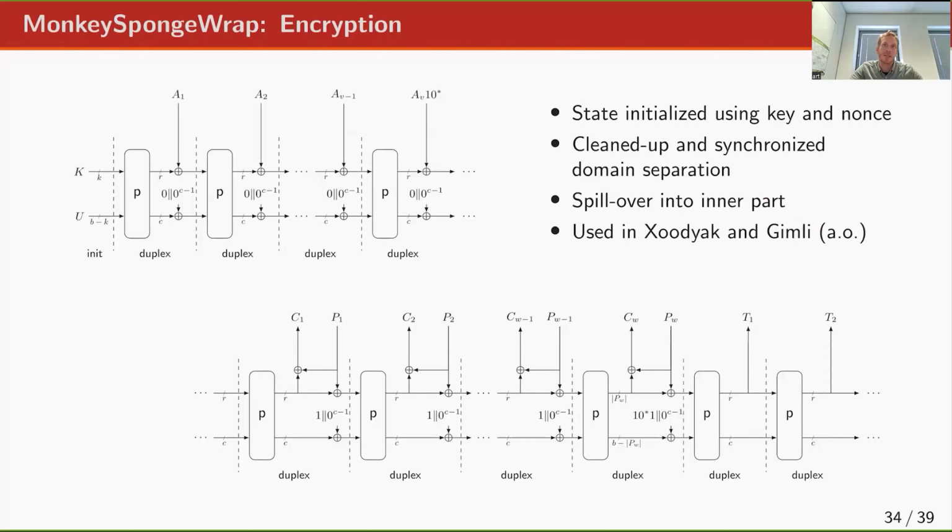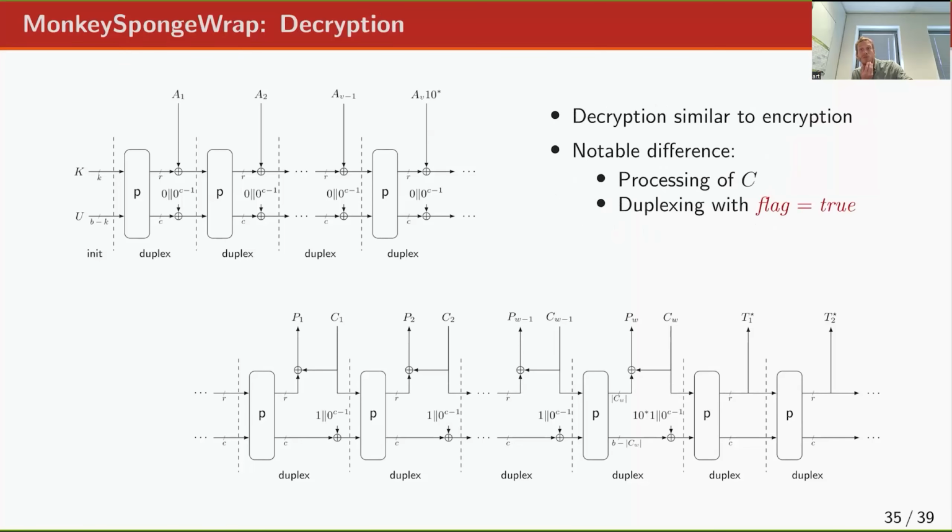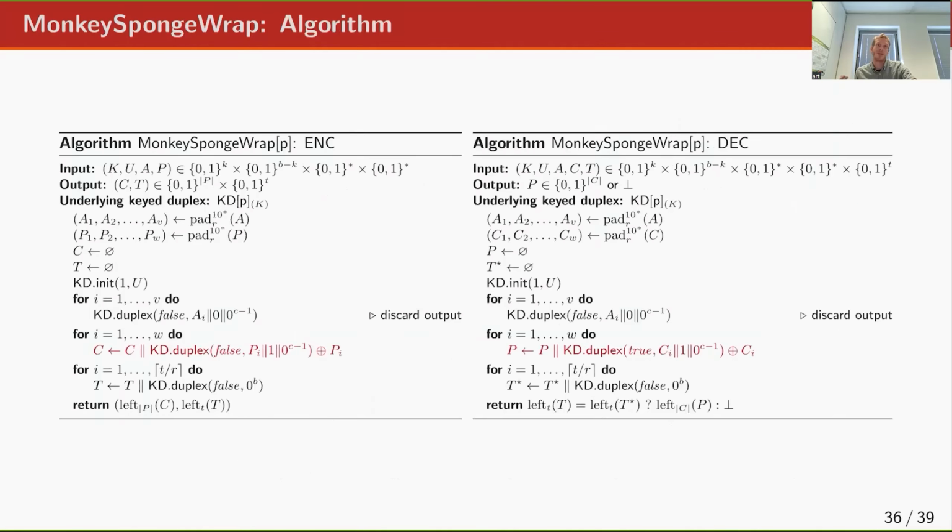So if you look at the picture, the only thing that happens is for encryption and decryption, where you now basically do a duplexing call with flag is true. And note that the attacker can choose the ciphertext. So the attacker can actually influence whenever you have a flag is true. This also influences the bounds. So these are the algorithms.